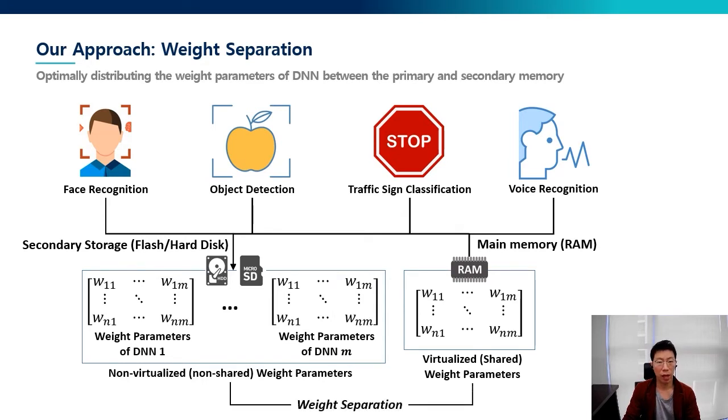So in order to do that, we propose a weight separation approach that optimally distributes the weight parameters of multiple DNNs that participate in multitask learning between the main memory, RAM, and the secondary memory storage, such as flash disk, in order to achieve memory efficient and accurate model inference.